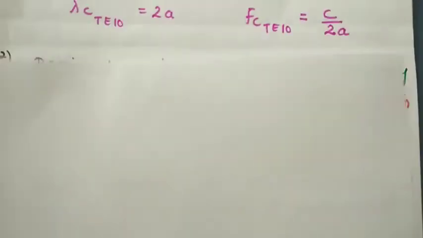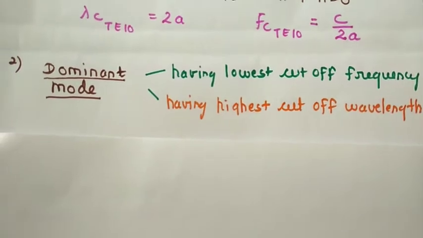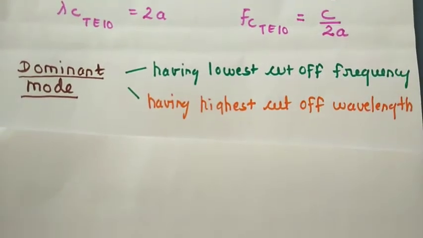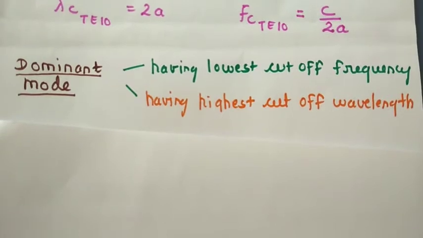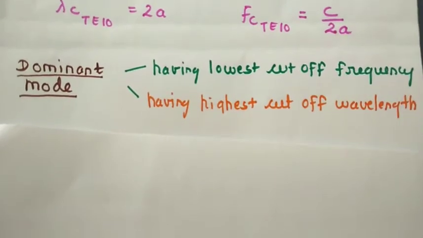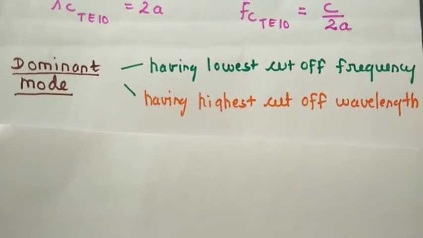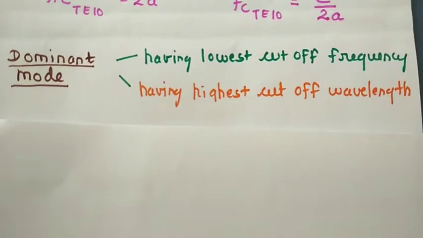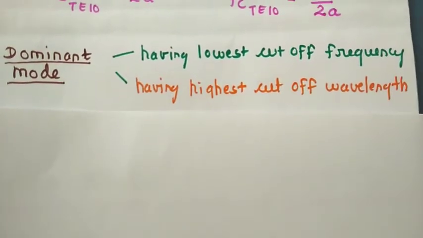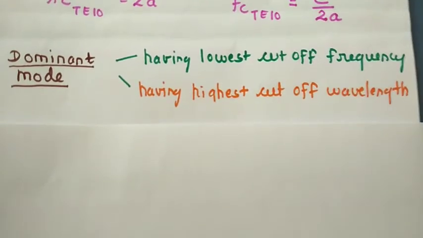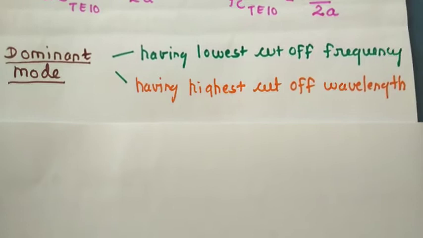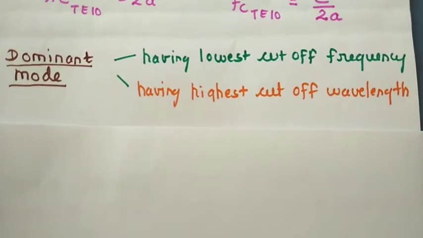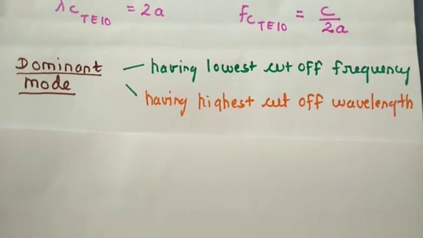Studying this cutoff frequency, you will now come to know about the dominant mode. So what is dominant mode? It is having the lowest cutoff frequency. The mode having the lowest cutoff frequency, or if we talk in terms of wavelength, it will be having the highest cutoff wavelength. That is, if the frequency, that is the propagating frequency which is used for the waveguide, is less than the dominant mode frequency, then the wave will not be propagated.